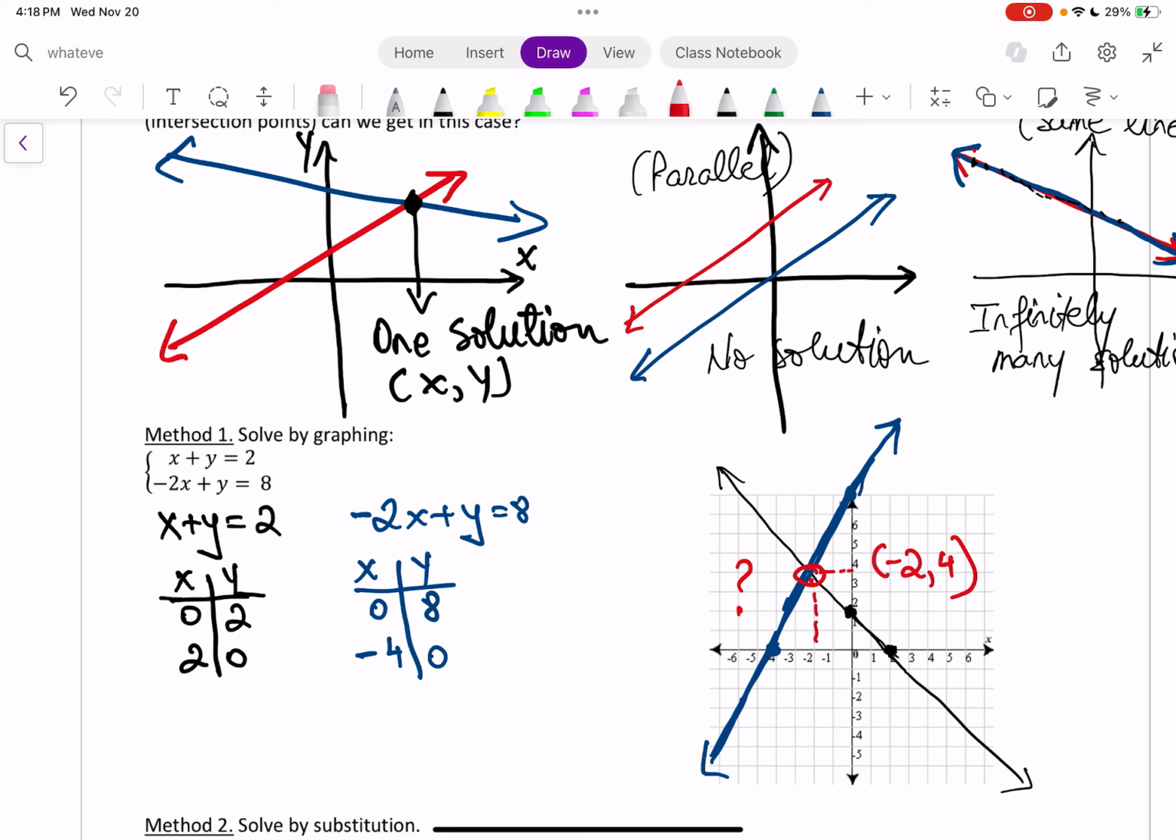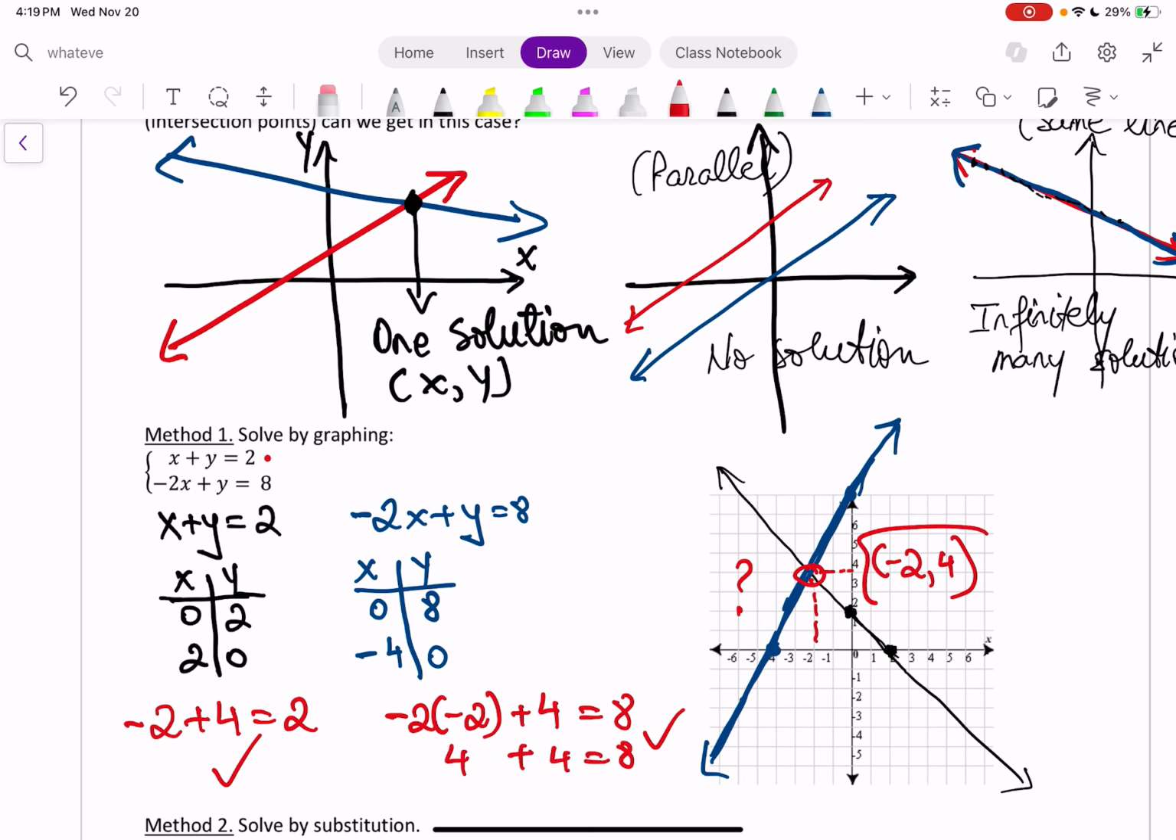So I'm going to check to make sure this is indeed the answer that's common to both these equations. Is negative 2 plus 4 equal to 2? Yes, it is. Is negative 2 times negative 2 for x plus 4 for y equal to 8? Yes, that's 4 and that's a 4, so that equals 8. So indeed, this is the intersection point.